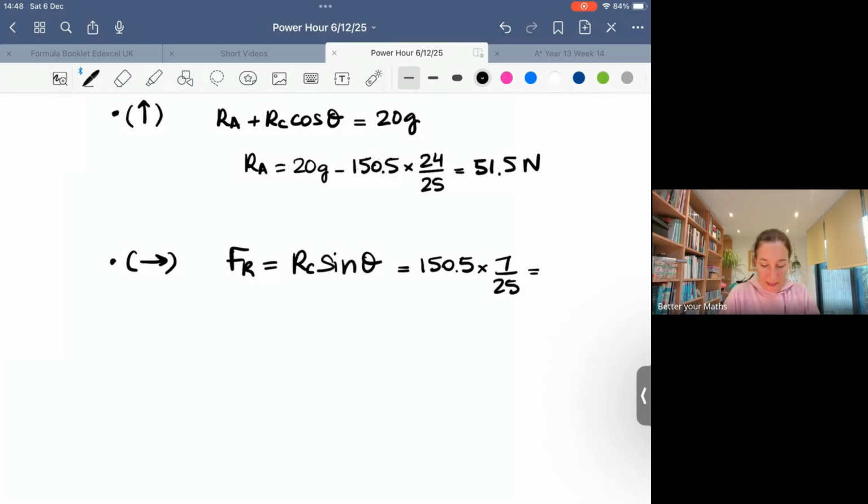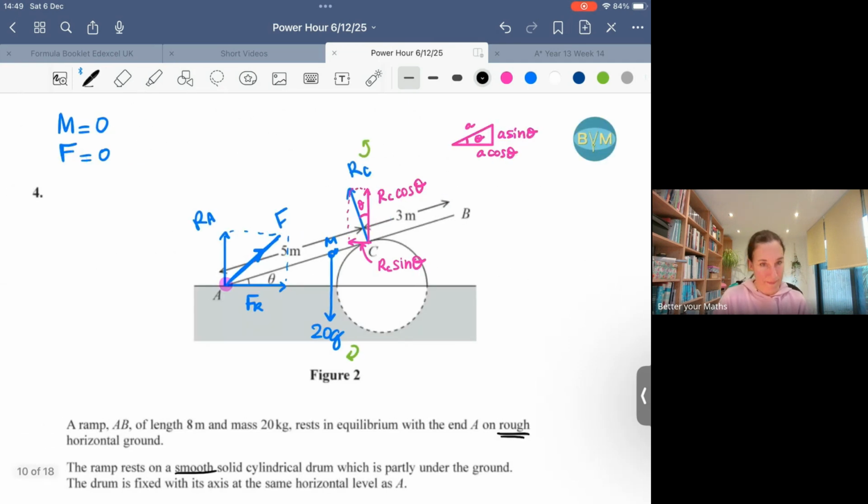150.5 times 7. If you haven't seen this at school, this is very difficult. But when you see it, you will start to understand. We are mixing rigid bodies, moments, and forces that we did in year 12. It's really a mix and it's not easy, but when you see it at school, it will be clear. Don't worry.